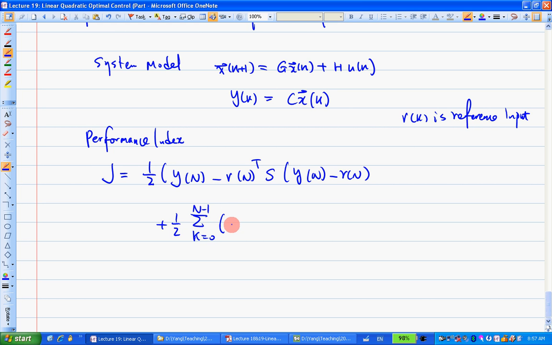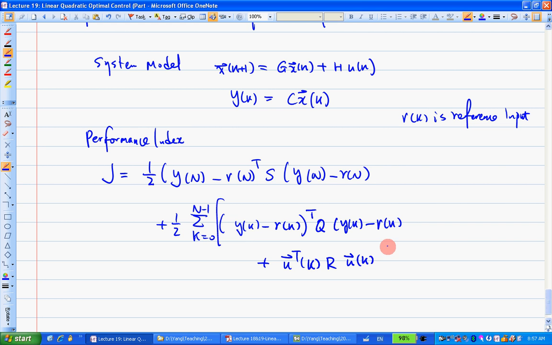And for the inside here, y of k minus r of k transpose, then Q, y of k minus r of k. That's the big bracket here, plus u transpose, and this is the same thing as before. So this is the new performance index. See the difference, right?